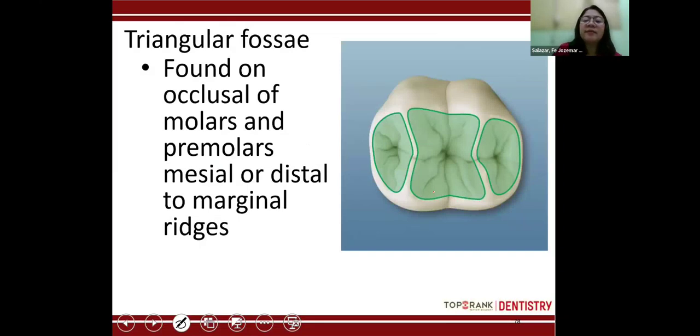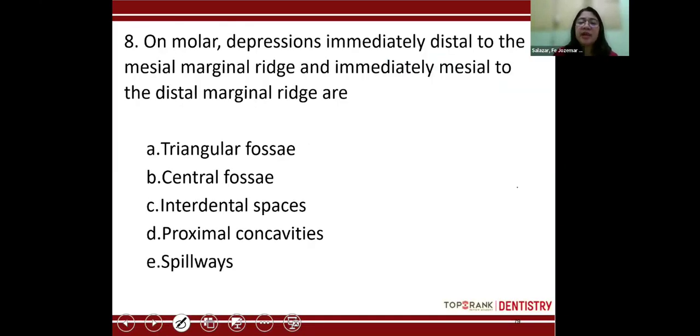Triangular fossa, ito naman. They are found on the occlusal of molars and premolars. They are mesial or distal to your marginal ridges. So that is your answer to question number 8. On molar, depressions immediately distal to the mesial marginal ridge and immediately mesial to the distal marginal ridge are your triangular fossa. Okay, letter A. Hindi pwede si central fossa kasi wala naman siya sa gilid where your marginal ridges are.